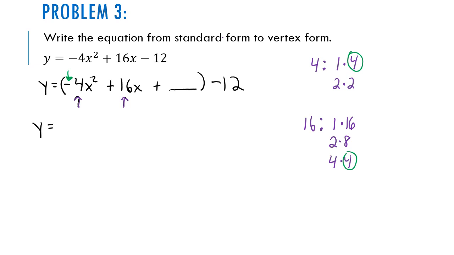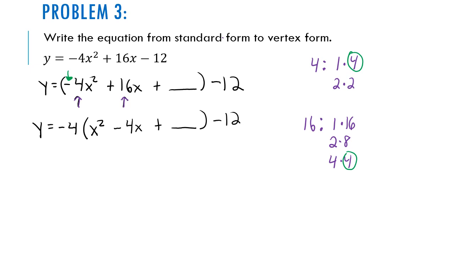So I have y equals negative 4 parentheses x squared, because once again, negative 4 divided by the negative 4 here gets me 1, and it's an invisible 1 in front of the x squared. Then 16 divided by negative 4 is negative 4x plus blank space, then my minus 12. So now I've set up a place where I can build a perfect square trinomial inside these parentheses.